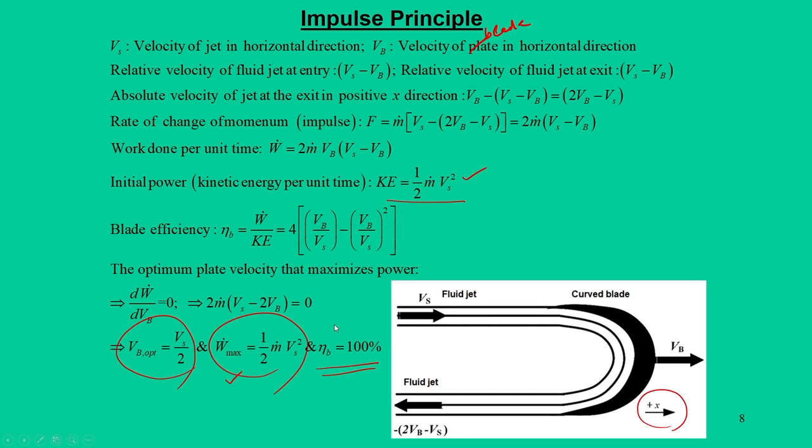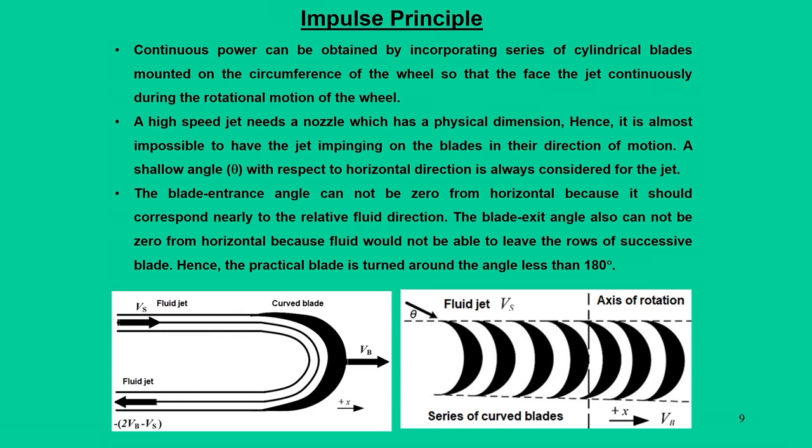It gives an indication that theoretically it is possible that the entire kinetic energy of the fluid can be converted to work done on the blade, if we can align the fluid jet in a cohesive, organized manner. So, this particular philosophy was utilized to generate continuous power. Here, this figure shows that the concept of the simple curved blade is extended by using a series of blades arranged in an organized fashion.